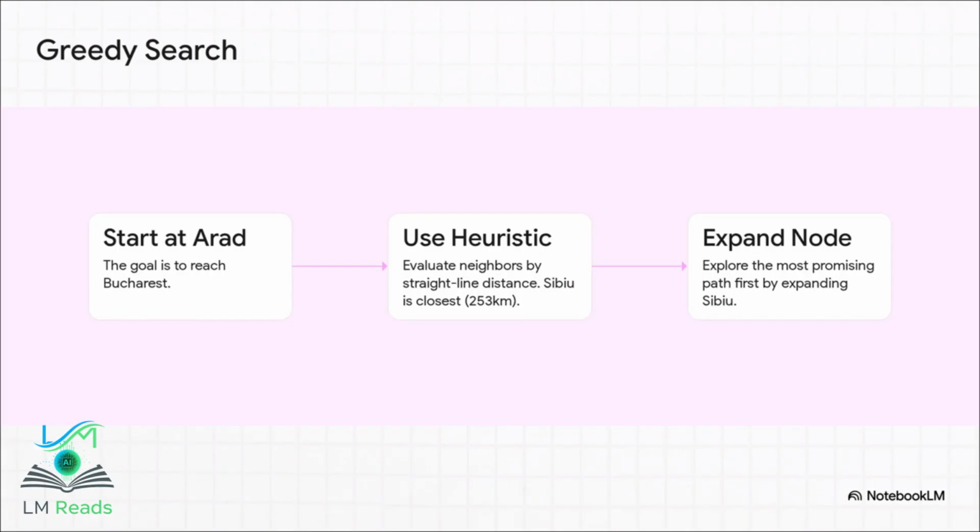It uses a heuristic, which is just a fancy word for a smart rule of thumb. For navigation, a great heuristic is to always check out the path towards the city that's closest to your final destination as the crow flies. By using this little shortcut, the agent can intelligently search the most promising routes first instead of just trying every single road randomly.